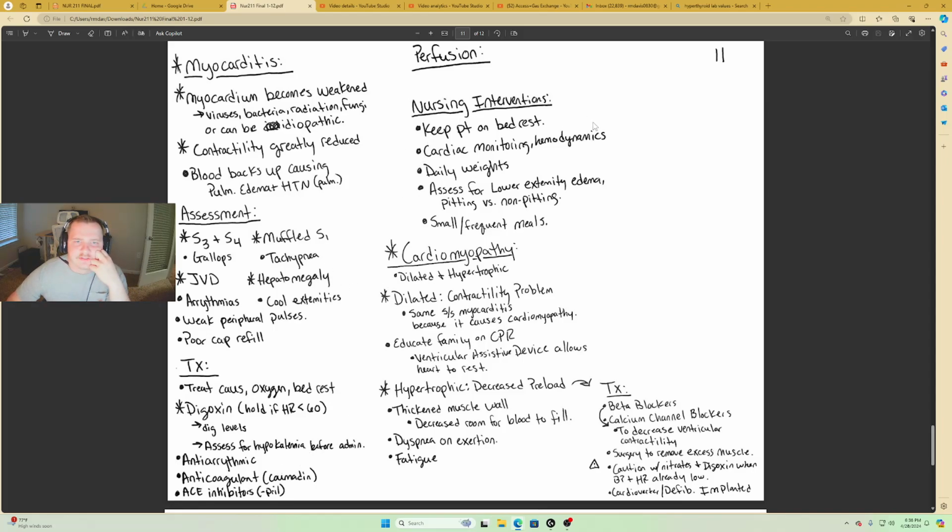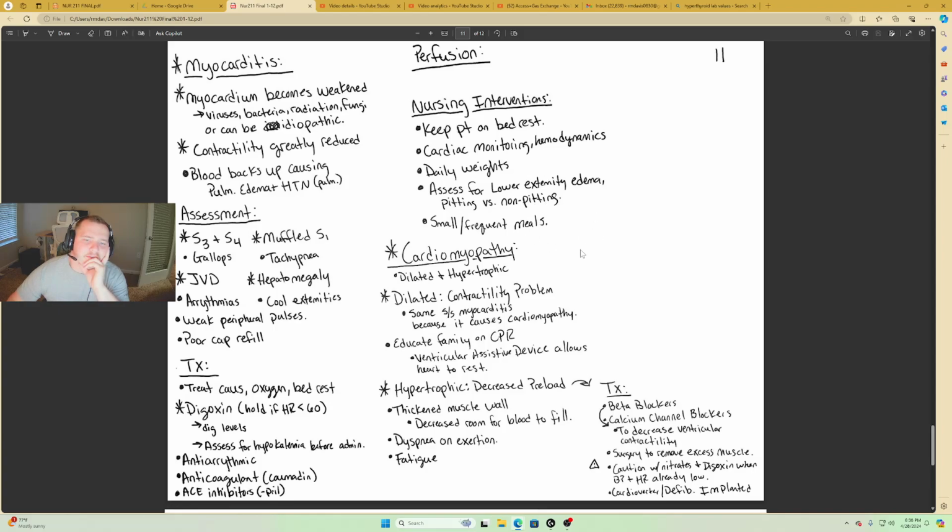Nursing interventions: you want to keep the patient on bed rest and also place the patient on cardiac monitoring, and then monitor those hemodynamics, those labs. Obtain your daily weights. Any cardiac anything, you're going to obtain those daily weights. Assess for lower extremity edema, and if it's present, you want to assess if it's pitting or non-pitting.